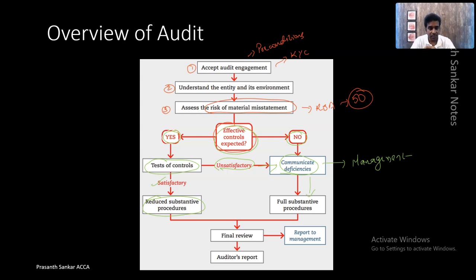And finally, once you have collected the evidence, and you have reviewed the transactions, you will go for a final review. You will check overall whether the financial statements look good. Based on that, you will send a report to the management, and you will prepare your auditor's report, including the auditor's opinion. And this opinion will be a reasonable assurance. As I told you, not 100%.